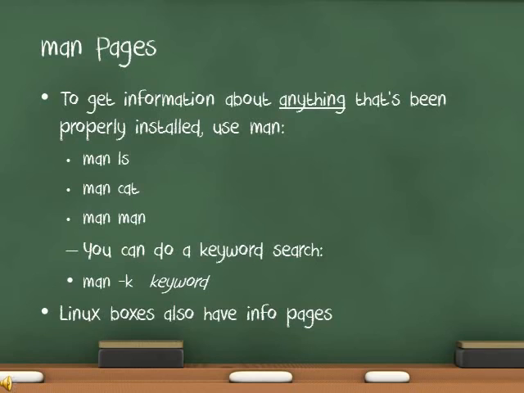Man pages. To get information about anything that's been properly installed, use man. man ls, man cat, man man. You can do a keyword search with man -k keyword. Linux boxes also have info pages.